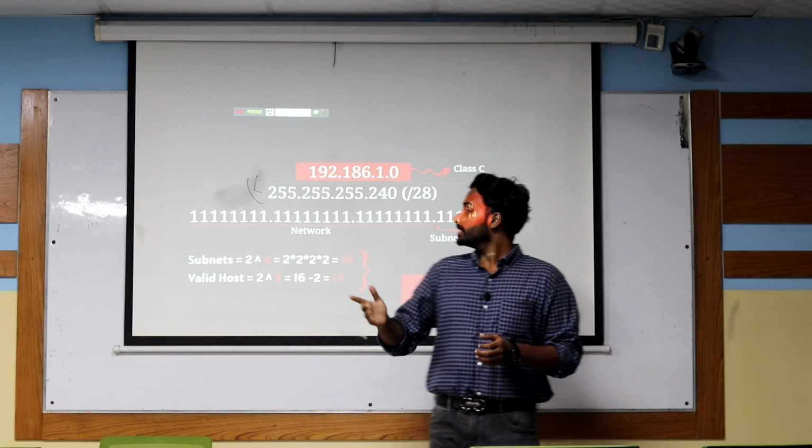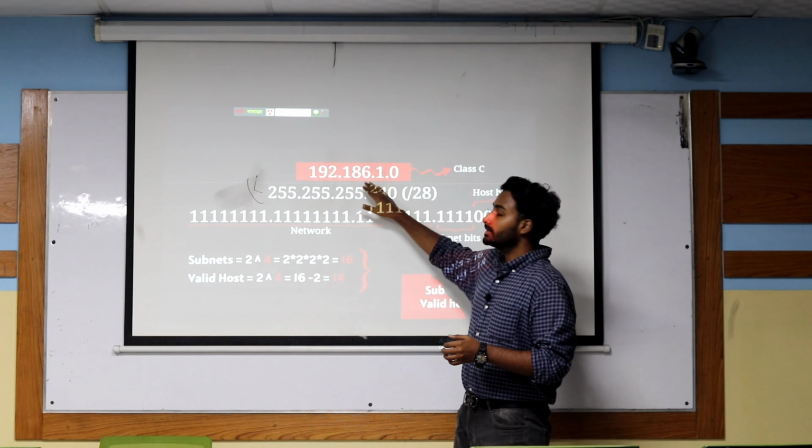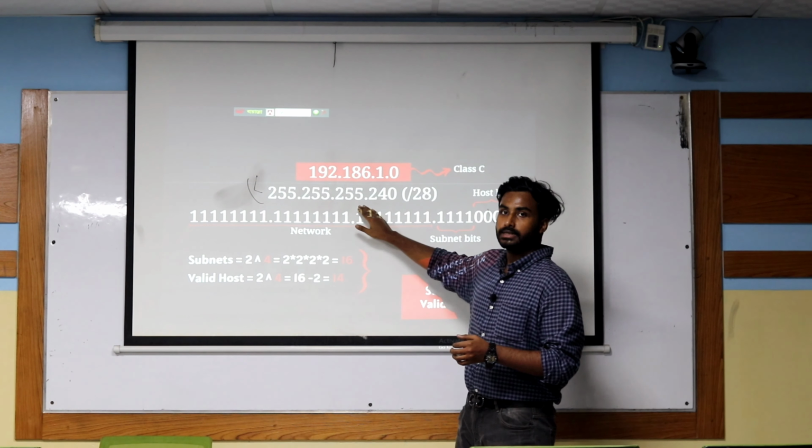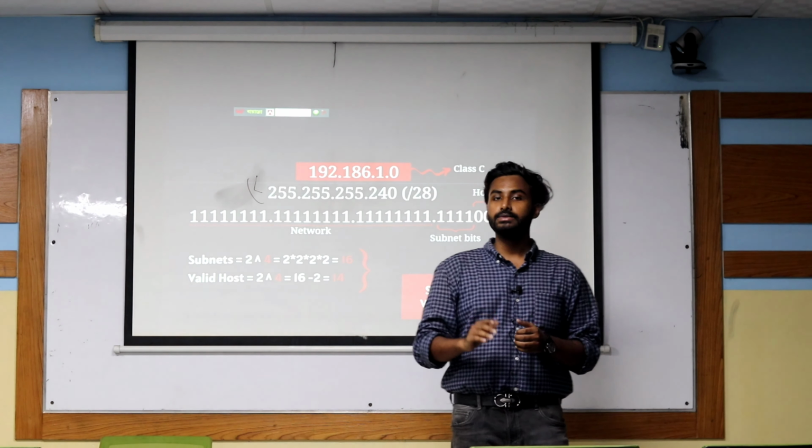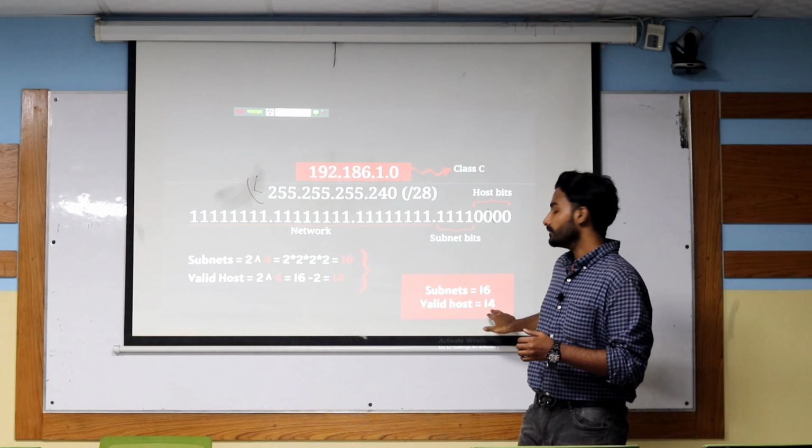So that's it. We have the network address, applied this subnet mask, and got the number of subnets as 16, and in each subnet the number of valid hosts will be 14.